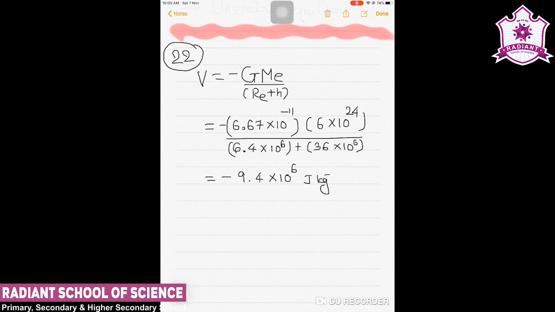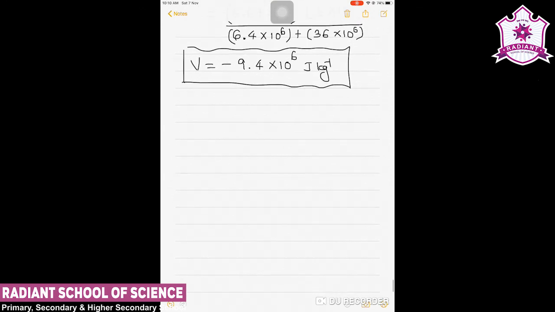kilogram. So this is the potential of the site where the satellite is. So this is your example number 22. It's a very simple question. Now we will move further and see example number 23.